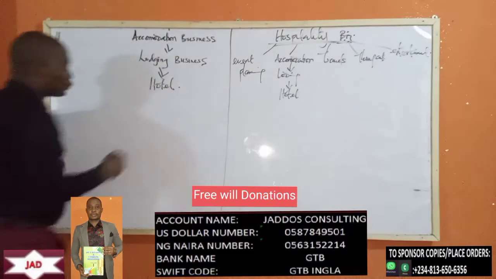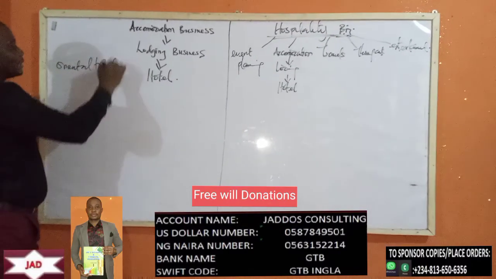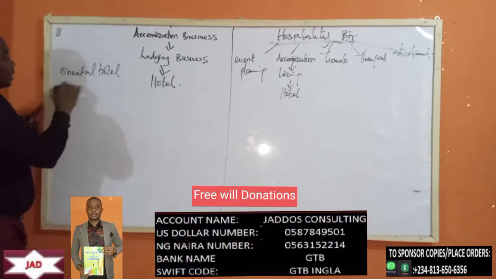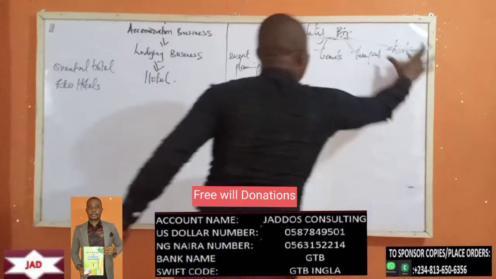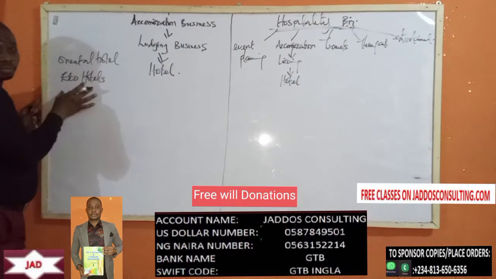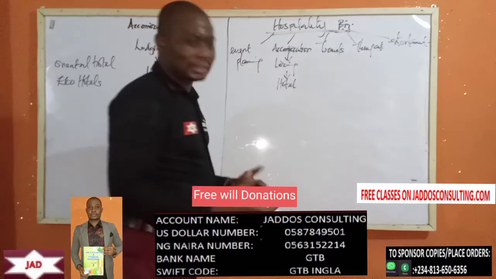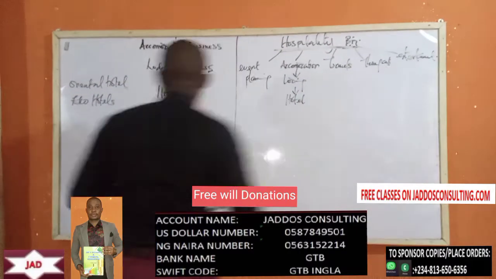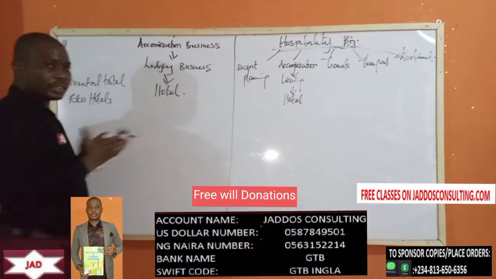What I'm saying is, if you go to, let's say, an Oriental hotel, or let's say Transcorp Hilton, or Eko Hotels, you see all these sorts of services incorporated into what they do. They do event planning, they do accommodation, they can organize some sort of travels, they can also organize some sort of entertainment. So you can have a hotel business doing all this in one package.